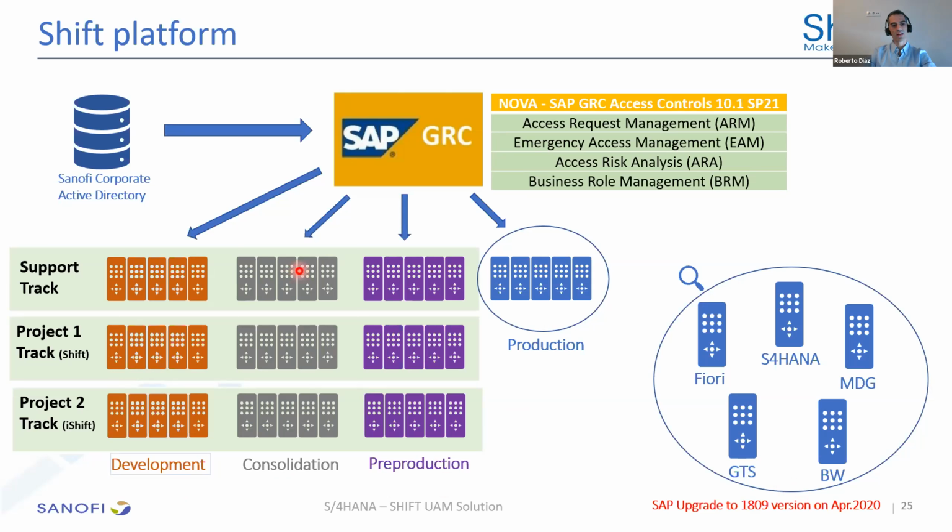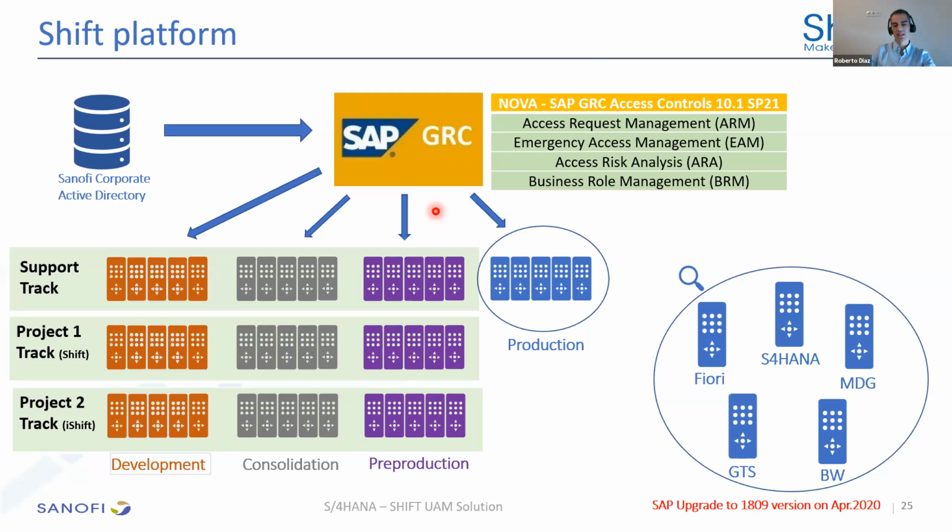We have 3 tracks. One, the support track to manage the live country changes. Then we have the project 1 track. This is where we use it for our big deployments or major releases. And then we have the project 2 track, which is for the SHIFT program. This is quite complex because all the changes which go to production need to be retrofitted into the solutions in the project 1 and project 2. This is integrated with SAP GRC.